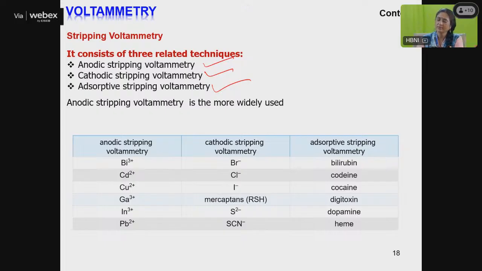Now I have given some examples of what these are used for. These are the elements normally used in anode stripping voltammetry. These are typical examples; many more may be there. This is cathodic stripping, with all these analytes. And in adsorptive stripping, you can see that mainly organic molecules are there.